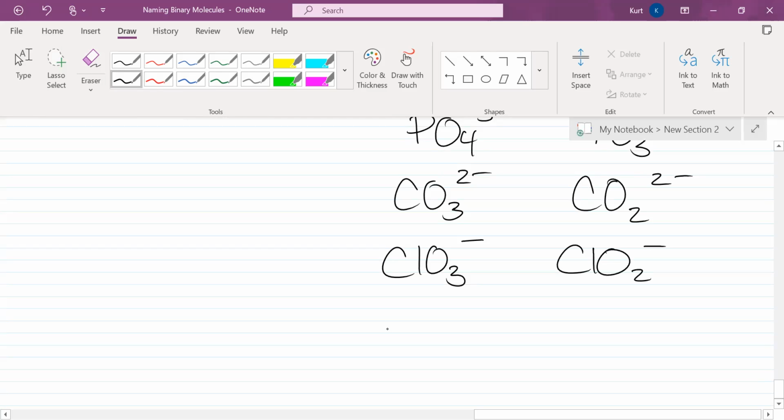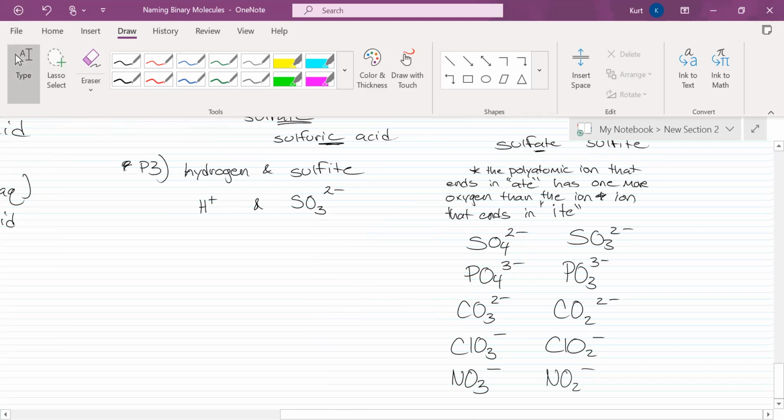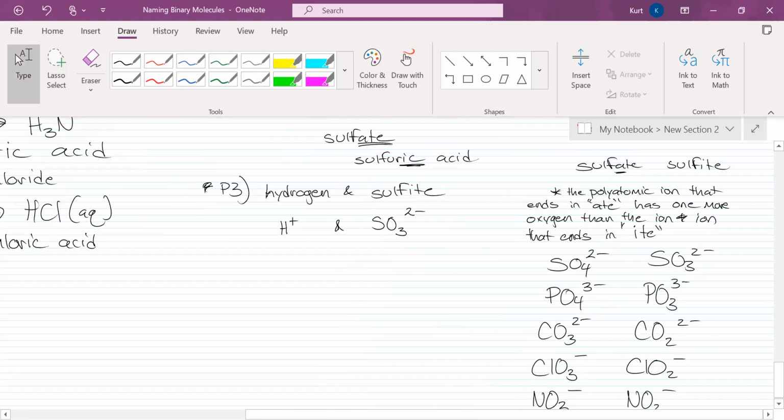And last one, if nitrate is NO3 with a negative 1 charge, what is nitrite? NO2 with a negative 1 charge. So the one that ends with ITE just has one less oxygen than the one with ATE.